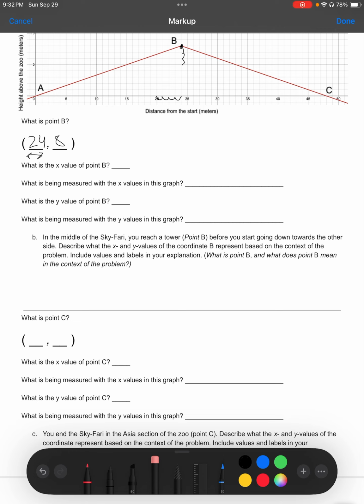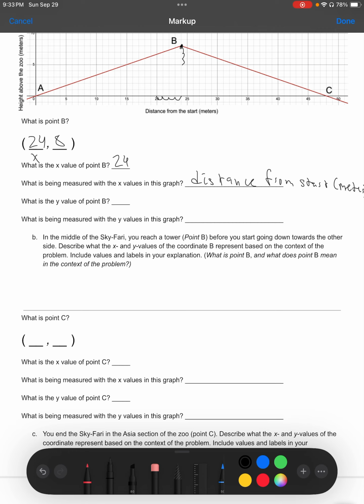So the x value of this point, again, that is the first number in the point. The x value is the first number, so this is the x value. That would be 24. And again, when we were measuring, the x value is the distance from the start, and we're using meters to measure.